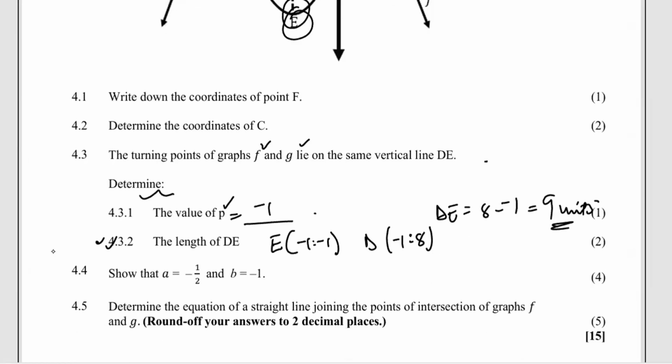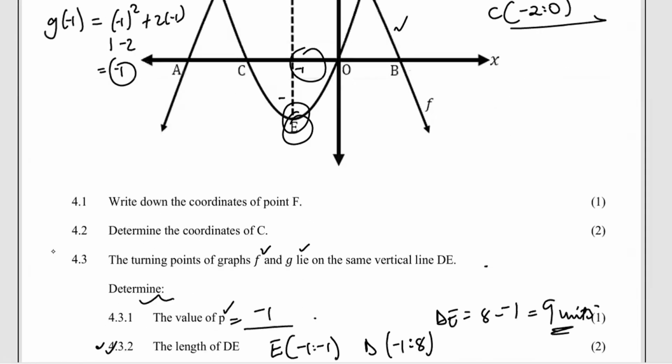All right, then 4.4, can we show that A is negative 1/2 and then B is negative 1? So in this case, what are we going to do?